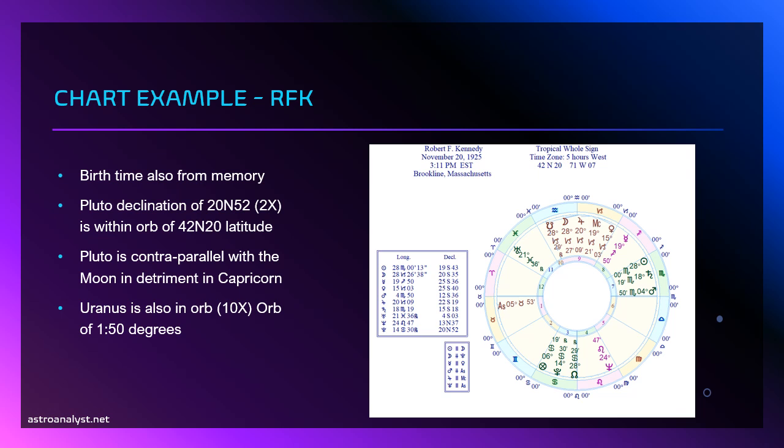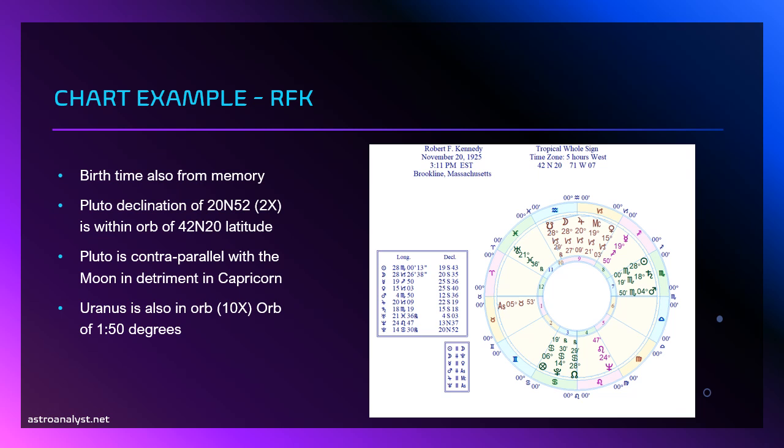So I have another example, and this is JFK's brother, Robert F. Kennedy. And I want to take you through some of the same comparisons and see what we come up with. So, another birth time from memory. His is a little tighter in what you might think is real because it's at an odd time of 3:11 p.m. Eastern Standard Time, but we don't know for sure.